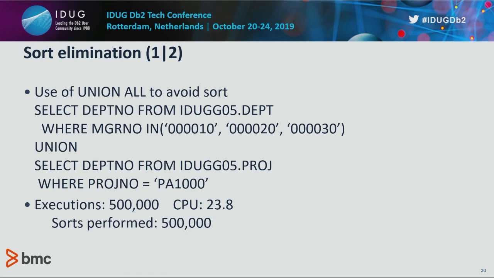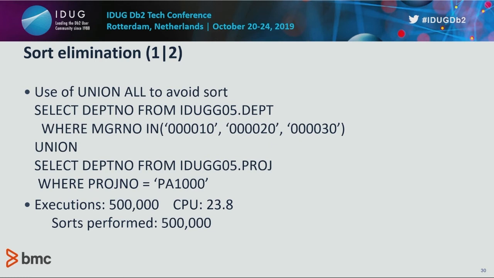Okay, a sort elimination example. So this is a union, and because it's union and not union all, there is a need to eliminate duplicates from the result set. And so that involves invoking sort to get an ordered list and be able to throw out the duplicates. So when you run this query 500,000 times, it uses 24 seconds of CPU.